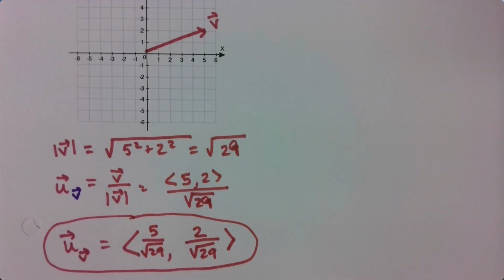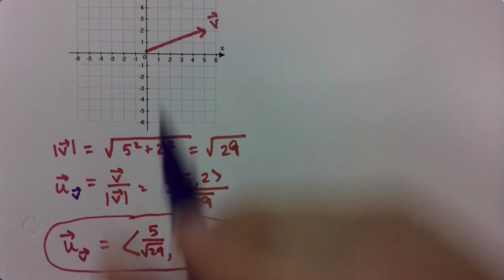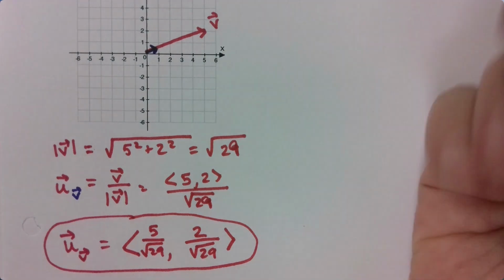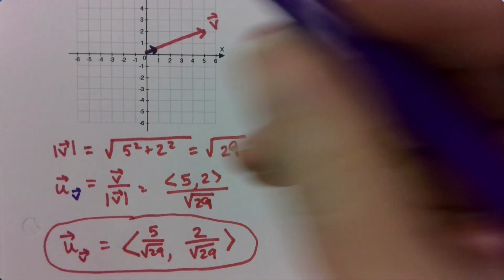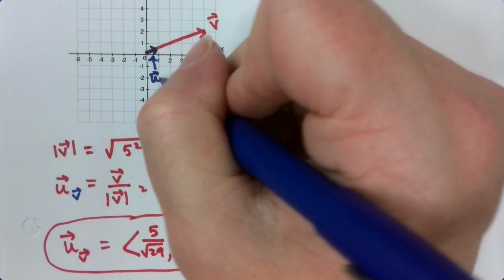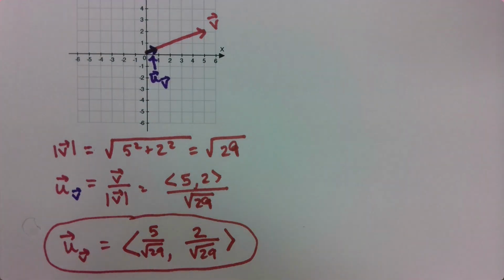Now I'm going to draw it. I could find decimals for it, but suffice to say that it's a little tiny thing in here, right? So that unit vector is in here. That's the unit vector in the direction of v. It's a little piece of the v, and it's only length 1 instead of being length square root of 29.